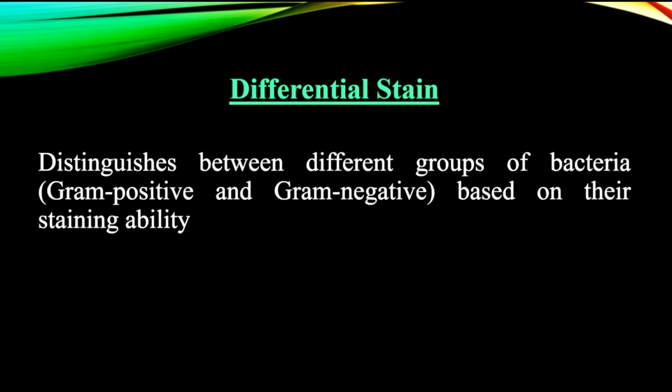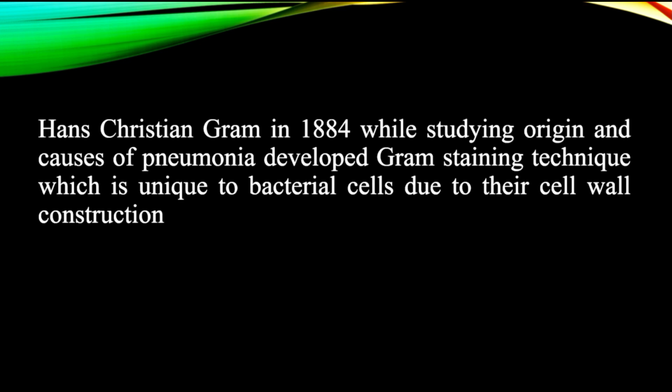So gram staining is a differential stain which distinguishes between the groups of bacteria, that is gram positive and gram negative. It is based on their staining ability. Both the bacteria have different abilities to stain. Therefore, the name is differential stain.